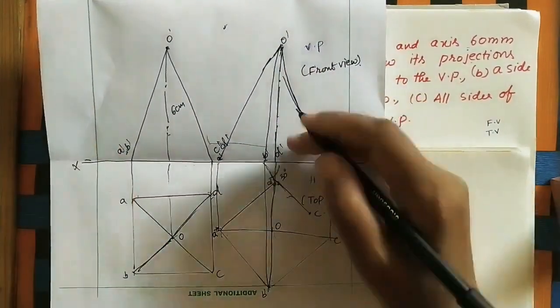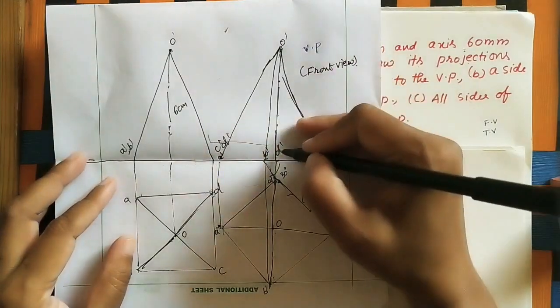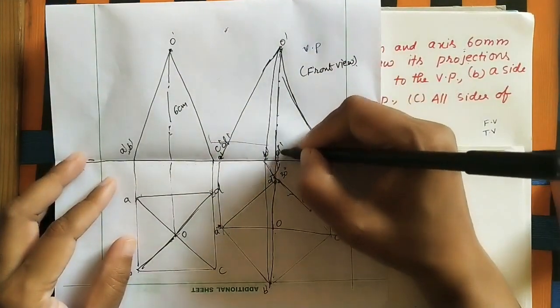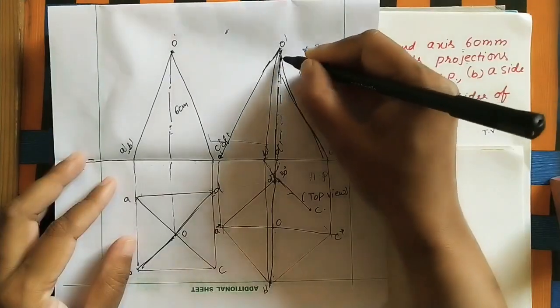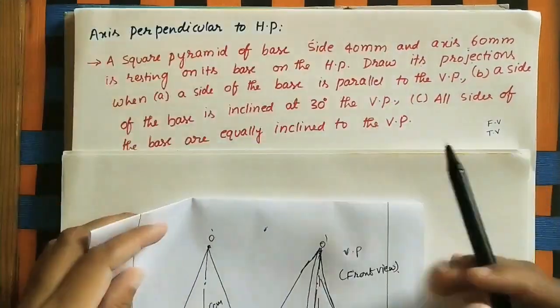Okay, do with scale. From D we can't see the D edge, so take a dotted line if another line is coming like this. Okay, take the third bit.